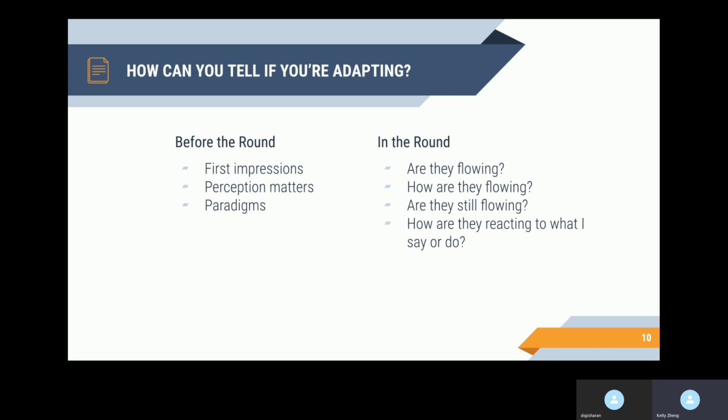The last thing is, how are they reacting to what I say or do? If they're making faces while you're, I don't know, dumping 10 disads, then you probably shouldn't be doing that. They probably don't like that. If you are in crossfire and they look very uncomfortable, you should probably think about what your behavior is. These are all things that you can pick up on in a round to determine how well you are adapting and adjust accordingly.